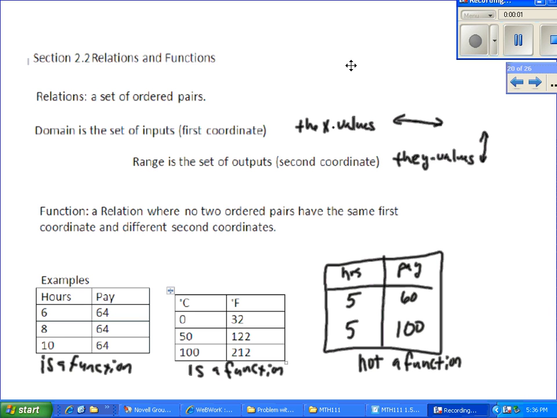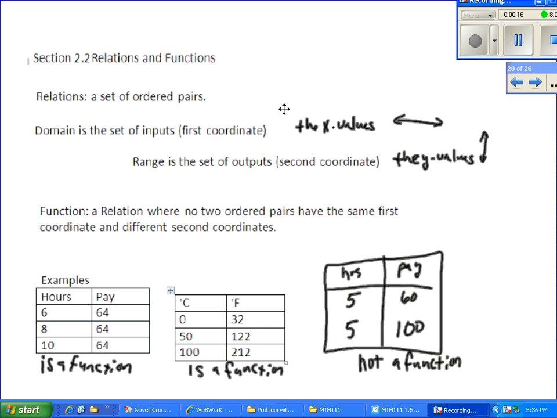Relations and functions. I don't think you're going to find this section to be too hard to get through. By the way, a lot of students find Chapter 2 much easier than Chapter 1. So, relations: any set of ordered pairs we can call a relation.